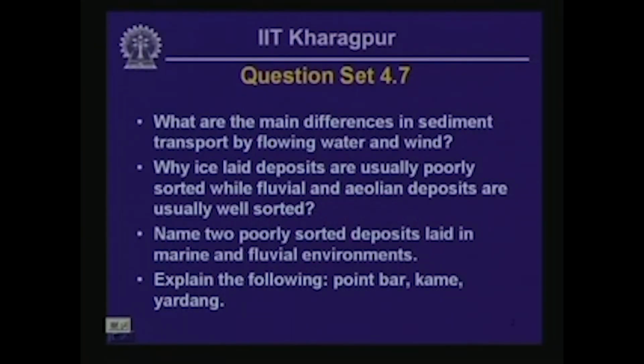Then the third question that was asked was, name two poorly sorted deposits laid in marine and fluvial environments. In marine environments, the sediments that are laid are generally relatively very fine grained, because of the very low velocity environments that generally prevail near the bottom of the ocean. In some cases though, the velocity can go up quite substantially, and that may trigger processes whose counterparts on the ground are known to many of you.